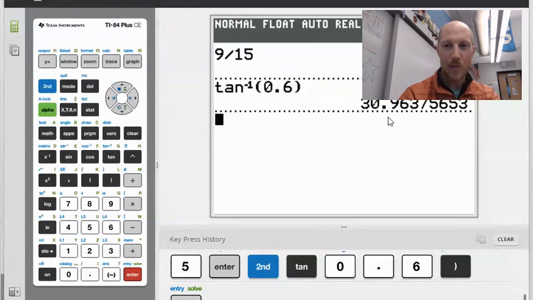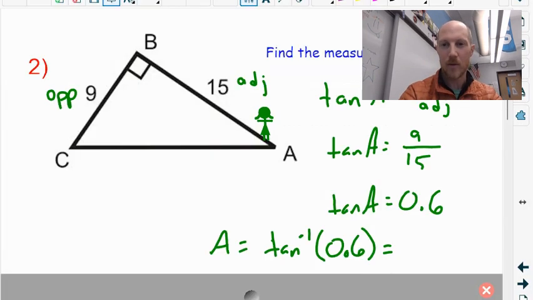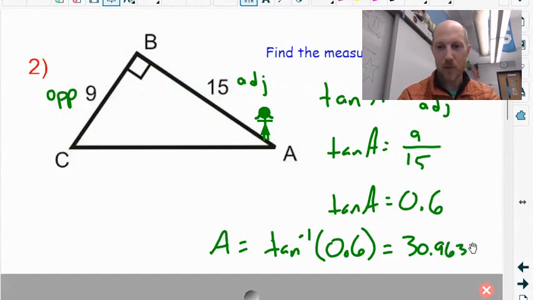So 30.9638. If I was going to round to 4 decimal places, I have to round the 7 up because the next number after that's a 5, and 5 means I got to round up. So 30.9638 degrees.